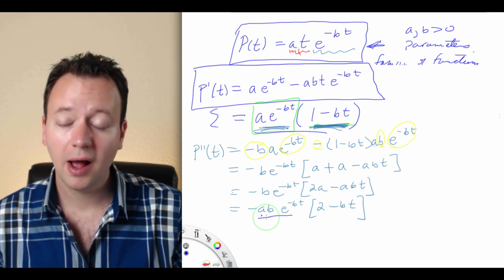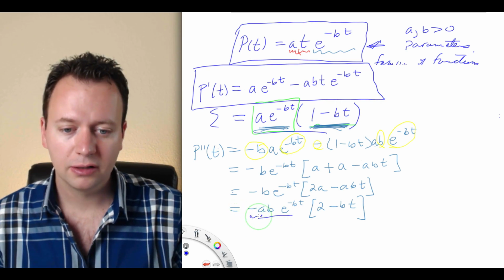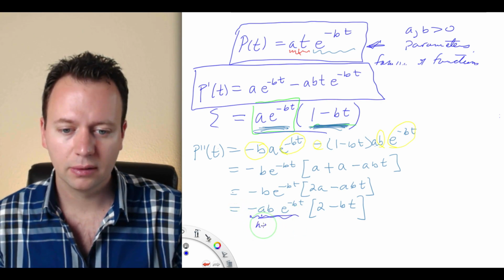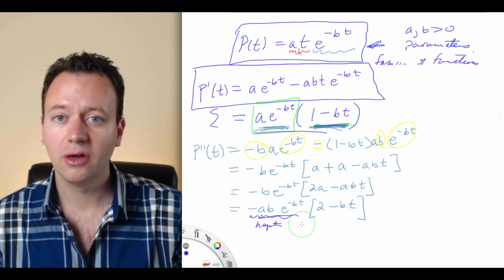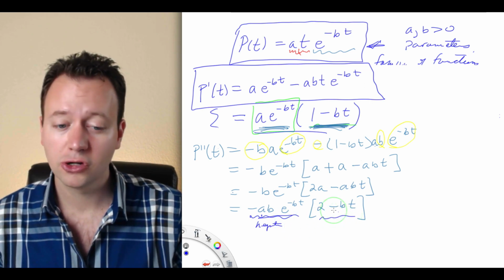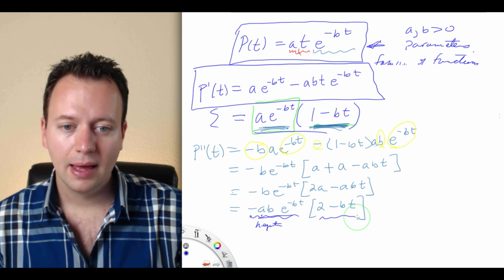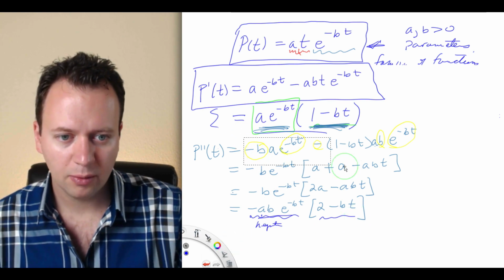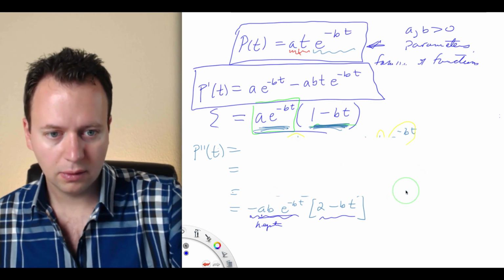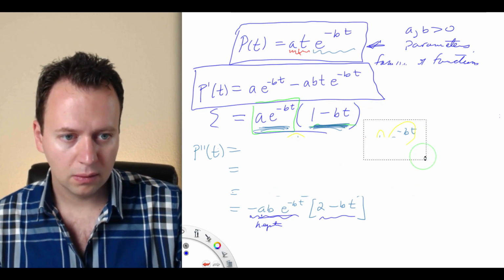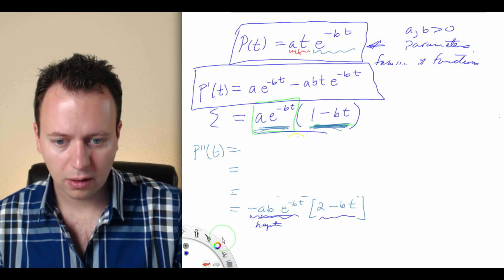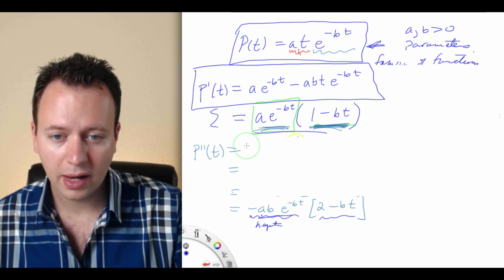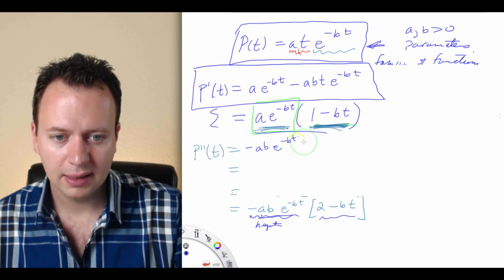So this part's positive, but then there's a minus sign, so this coefficient's always going to be negative. So that's going to have the effect of reversing the sign of this function 2 minus bt. Okay, so in fact, now that we have p double prime derived, let's just move it all up to the top. So p double prime is minus ab e to the minus bt times the quantity 2 minus bt.